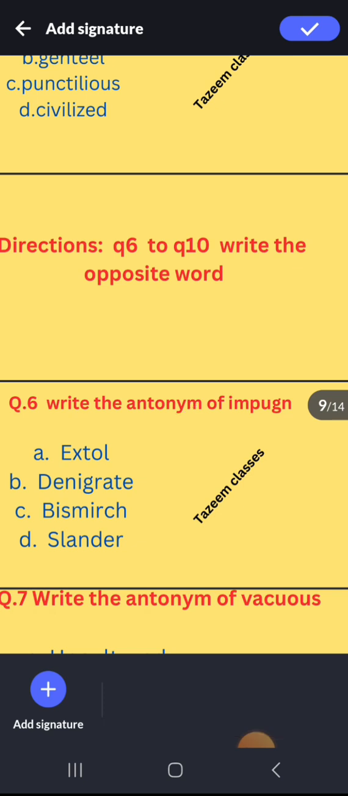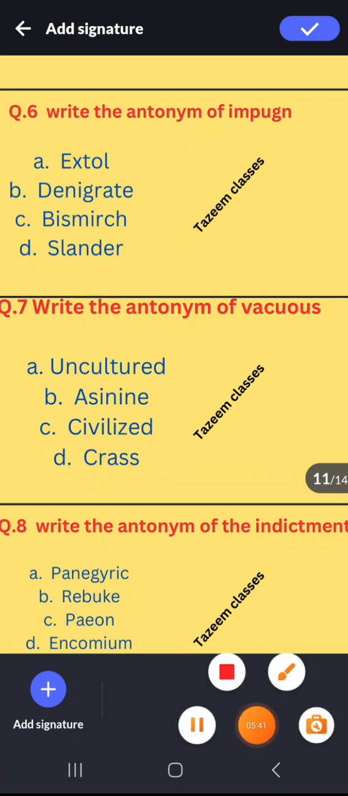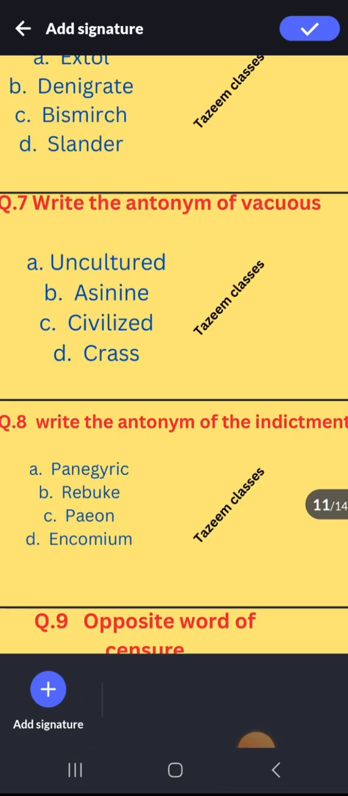Okay, let's move to the next question. Question number 7. Write the antonym of vicious. Here are your options: uncultured, asinine, civilized, crass. So what will be the antonym of vicious? Option number C, civilized. Okay.